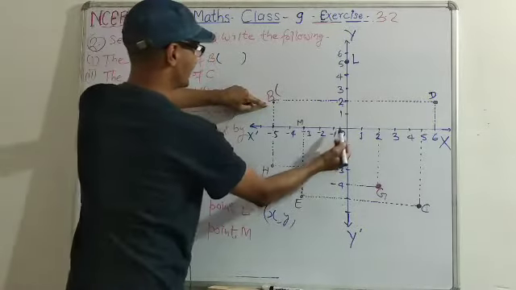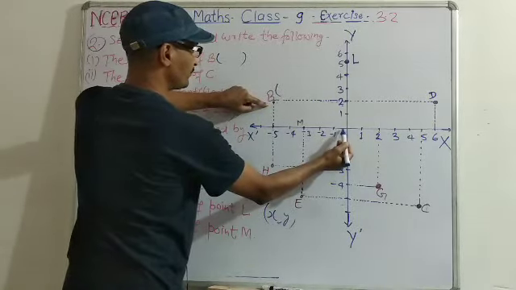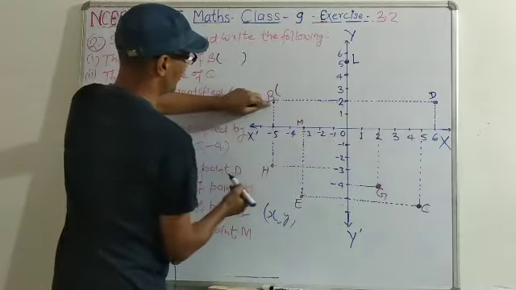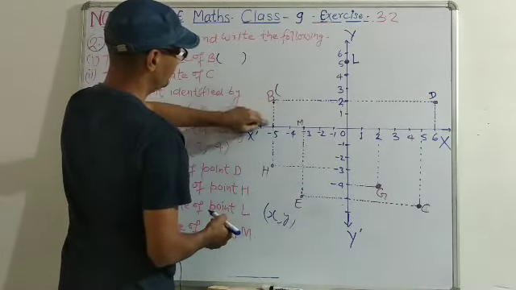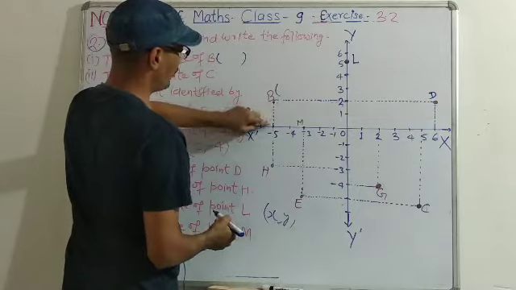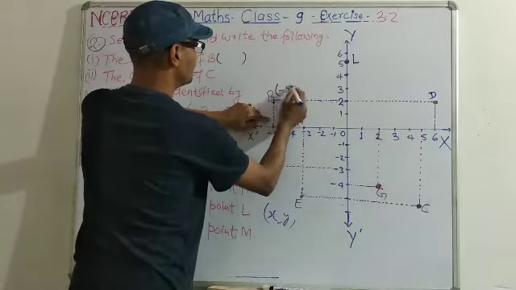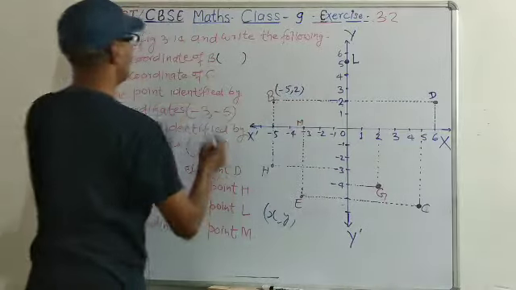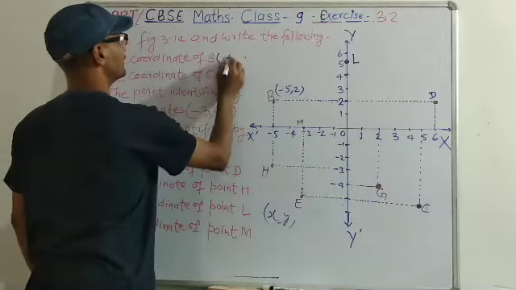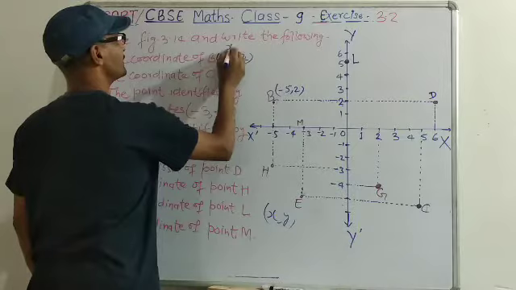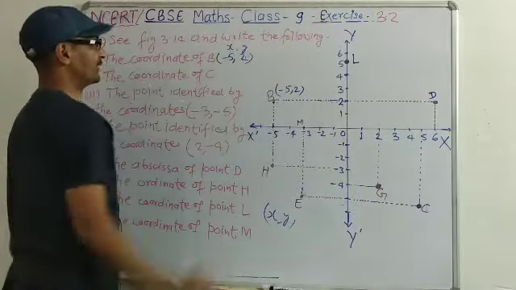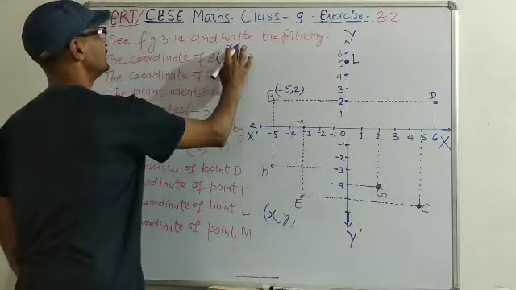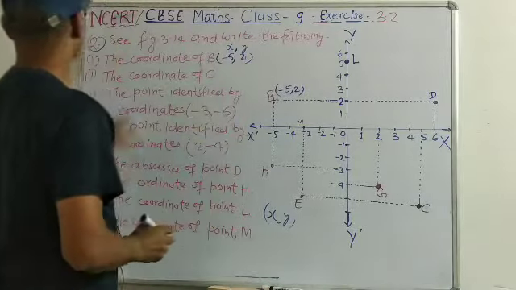So along the x axis, now see here, it is this perpendicular line drawn. It is -5 on x, and on y the perpendicular is 2. That means coordinate of B is -5 and 2. Always first is x, second is y, like that. So x and y. Coordinate of C.